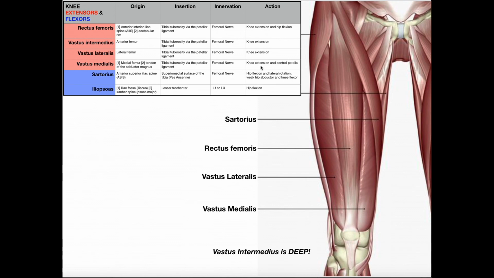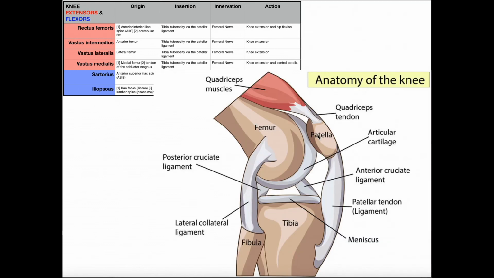Okay? So hopefully this video gave you a good understanding of the four major quadriceps muscles, their origins, insertions, innervations, and actions. And hopefully you understand a little bit about the patella, quadriceps tendon, and the patellar ligament, and how that relates to the insertion on the tibial tuberosity.